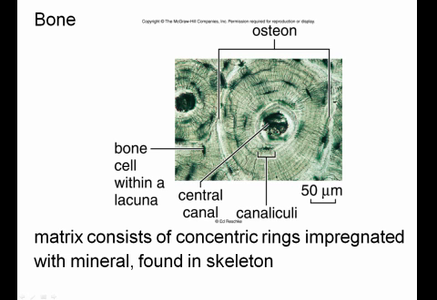Bone is also a connective tissue. This is a hard connective tissue. It is a matrix made of concentric rings that are deposited, and then those rings are impregnated with mineral to make this a very hard, rigid, and strong material. In a later lesson, we will be looking in much greater detail at the structure of bone.